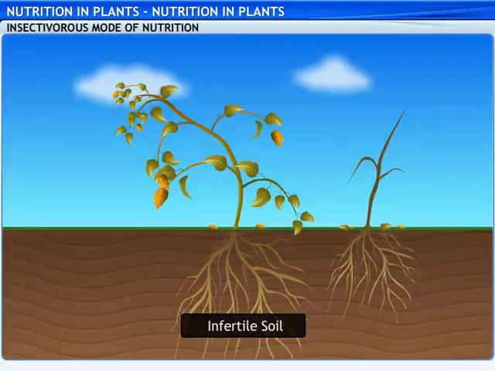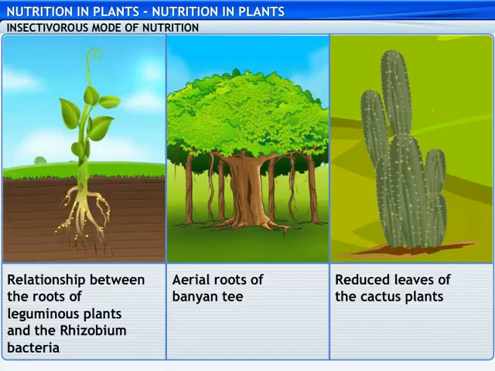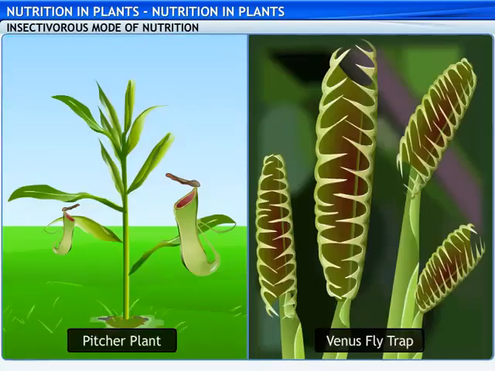Sometimes, green plants are not able to obtain all the ingredients required to prepare food from their surroundings. In such cases, they develop special adaptive features that help them survive. One such special case is the insectivorous mode of nutrition in plants such as the pitcher plant and the Venus flytrap.